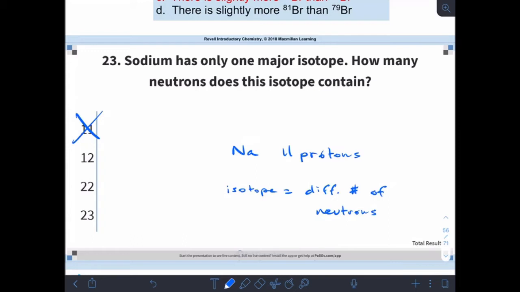Now, these numbers 22 and 23 are double or more the number of protons. You'll never find an element that has twice as many neutrons as it does protons. Those do not exist. 22 and 23 are more like mass numbers, like the addition of protons plus neutrons. So those are going to be out. So we can reason that our correct answer is 12 neutrons.